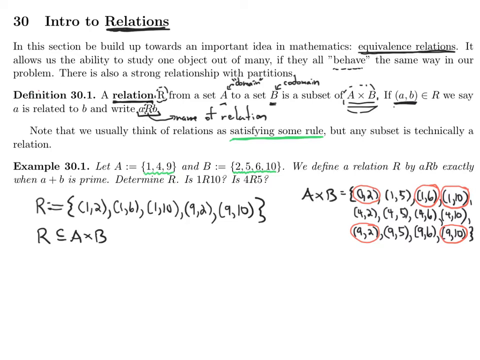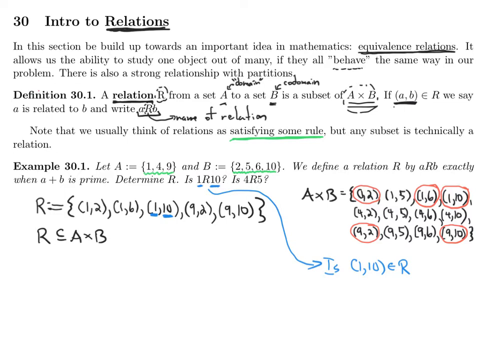So the next question that we have to answer here is, is 1 related to 10? So remember, this is just rewording: is the element 1, 10 actually in R? Is that an element of R? And of course it is. Here it is here. The element from A is 1. The element from B is 10. 1 is related to 10. So we're good to go.